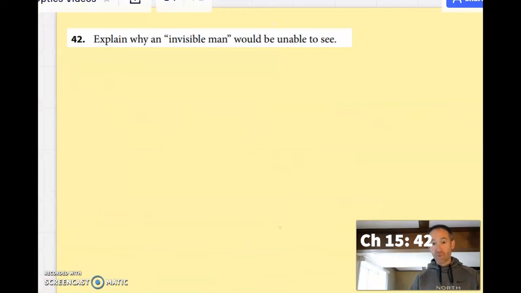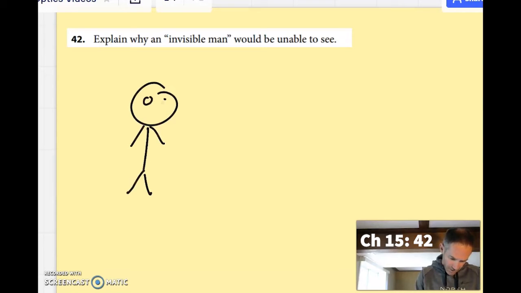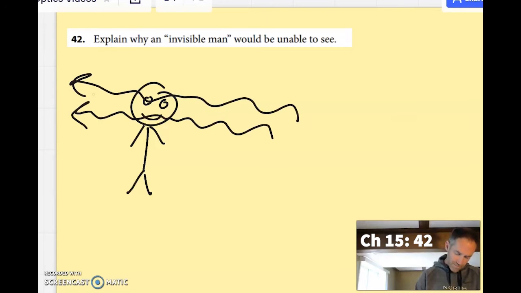Invisible man in number 42, he wouldn't be able to see anything. Why not? Well, if you're invisible, that means the light is just going to pass right through you. So here's our invisible man. Okay. And the light just passes right through him, right through his eyeballs and everything. So it has to pass right through, because the person over here that isn't invisible needs to be able to see, you know, whatever was over here.